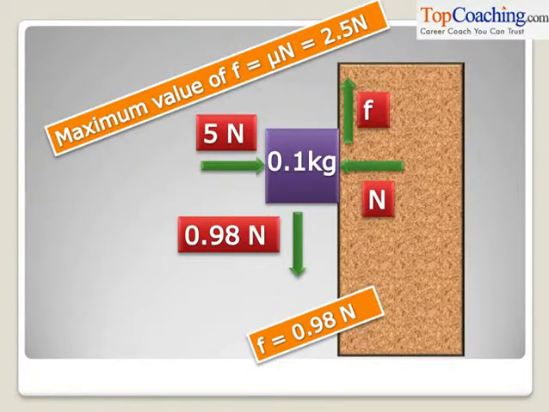So friction is not always equal to mu N. Remember that. The maximum value of friction force is equal to mu N. If that much friction is not required, that much friction will not even act on the body.